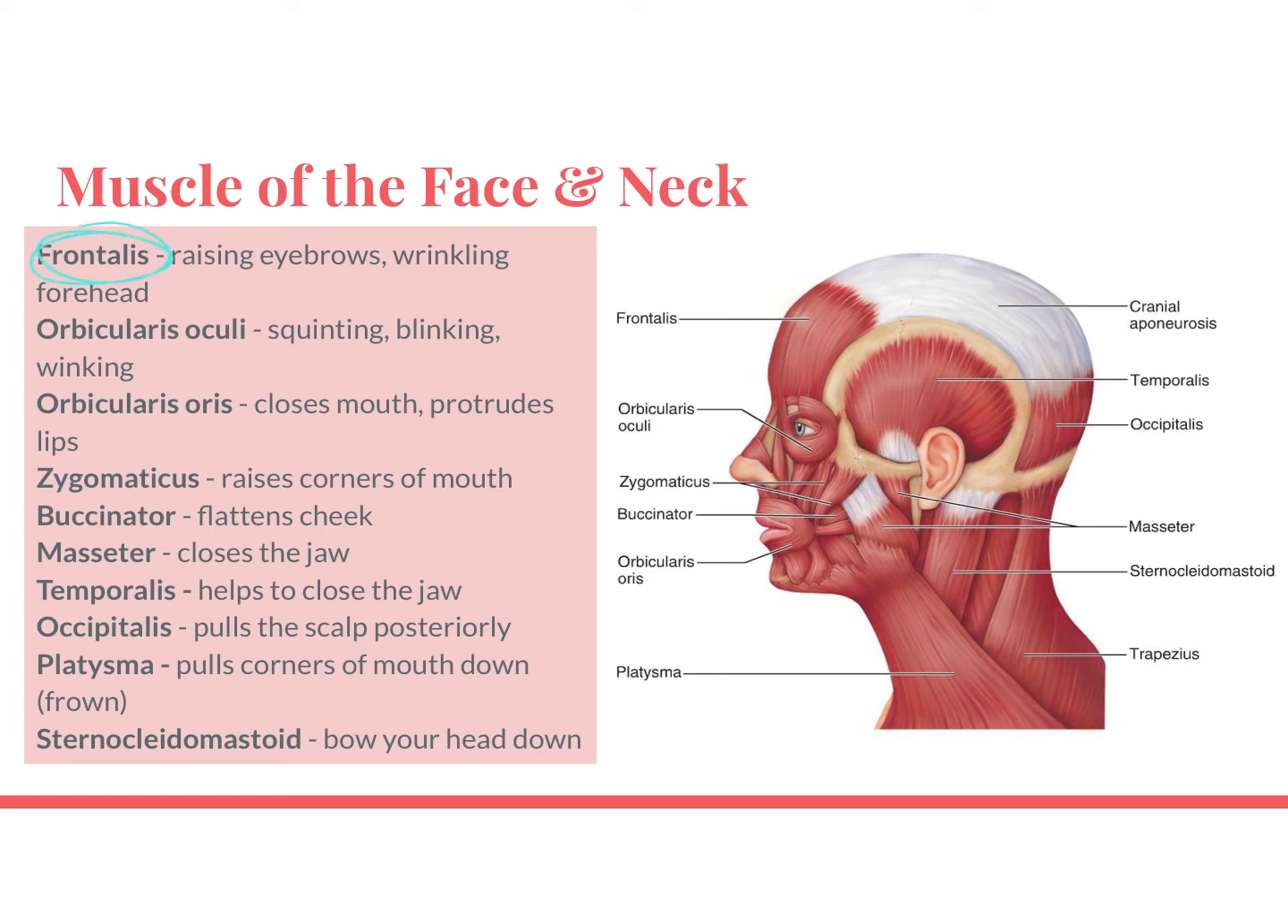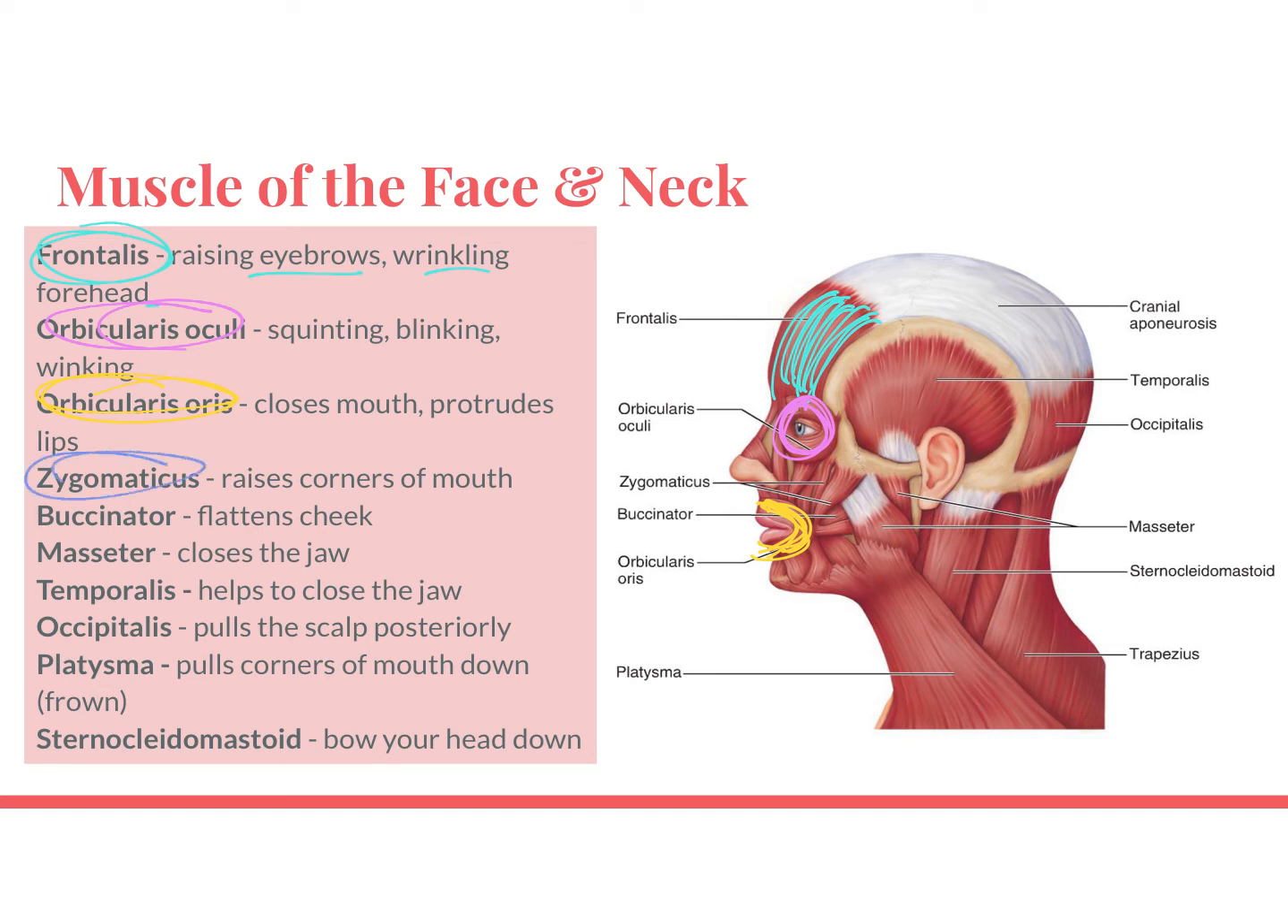So let's start with frontalis. Frontalis is going to be right on your frontal bone. That is nicknamed the confusion muscle because when those fibers shorten, it will help you to raise your eyebrows and wrinkle your forehead. Okay, next we have orbicularis oculi. Remember, that's a circular muscle around your eye, nicknamed the winking muscle because it helps you to wink, squint, and blink. Next, we have orbicularis oris. That's the kissing muscle, which allows you to protrude your lips and close your mouth.